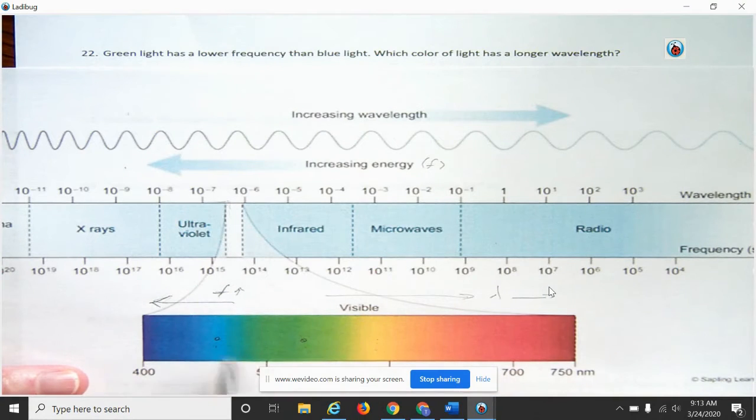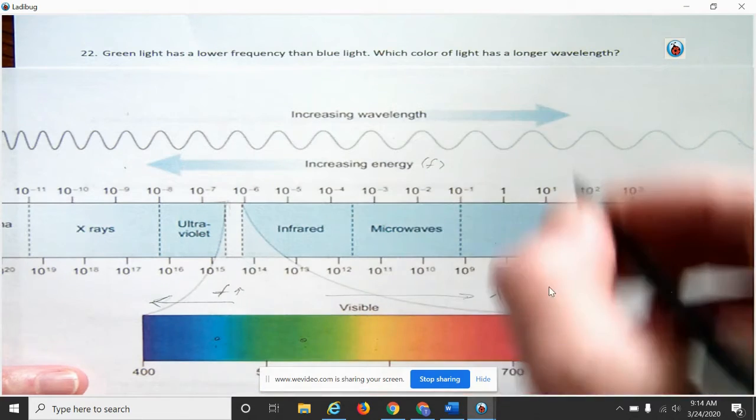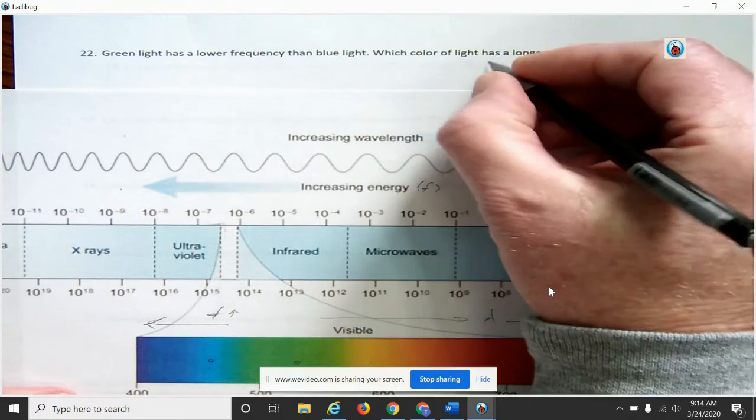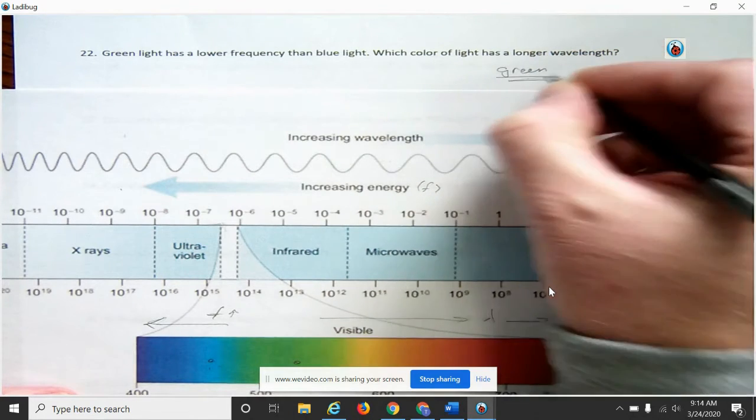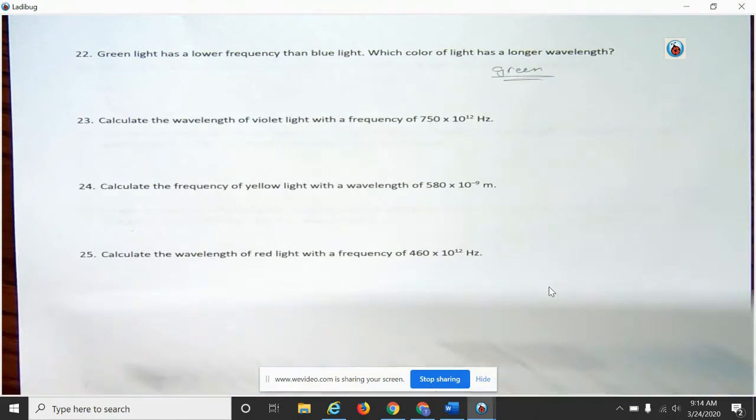Okay, that's true because as we go this direction, the frequency is going to be lower. And so green has a lower frequency, blue has a higher frequency, but it's asking which one has the longer wavelength. Well, keep in mind, as we move to the left, what happens to our frequency? It's going to go up. If we move to the right, our wavelength is going to go up. So this one's asking about wavelength. So because green is to the right of blue, my wavelength is going to be greater. So this is also going to be green.